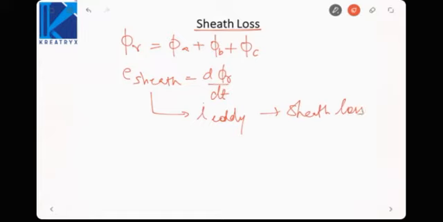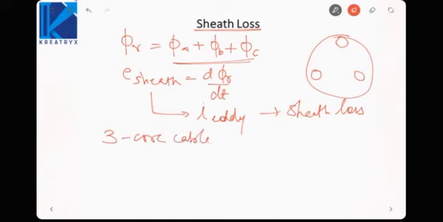Now this sheath EMF will cause some eddy currents which will cause sheath loss. But what happens, as we saw in case of a 3-core cable, the 3 conductors are placed symmetrically. So their net flux should be 0. In case of 3-core cable, resultant flux is 0. So sheath loss is 0. But the problem is, as I told you, the core to core insulation level is decided on the line to line voltage. What happens if we keep on increasing the voltage, the insulation level will go on increasing, and after a certain time the design of the cable will become impractical.